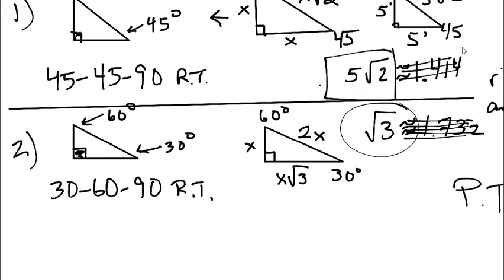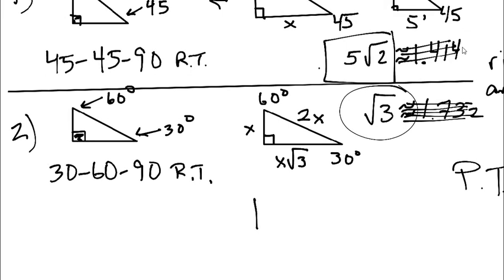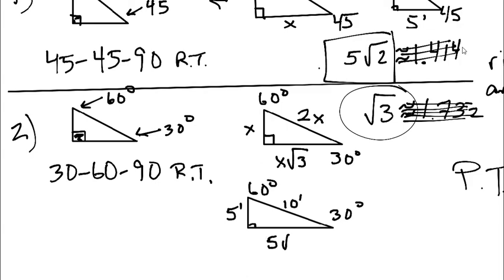So we'll take a little example here. If I have a 30, 60, 90 triangle, and so this is 60 degrees, this is 30 degrees, this is a right angle, and this is, let's use 5 again. If the short leg is 5, then the hypotenuse is 10. This is 5 feet, then this is 10 feet, and the long leg is 5 times the square root of 3 feet.